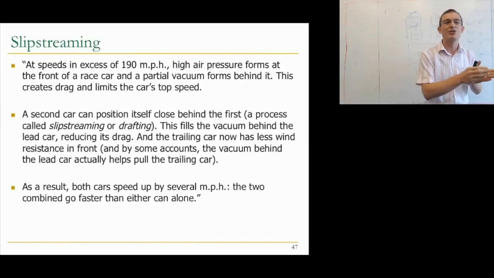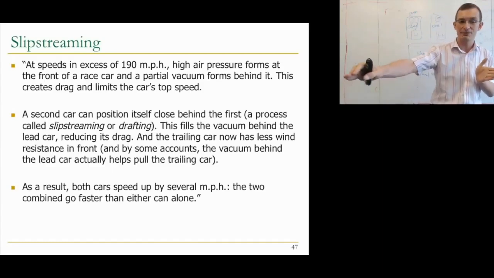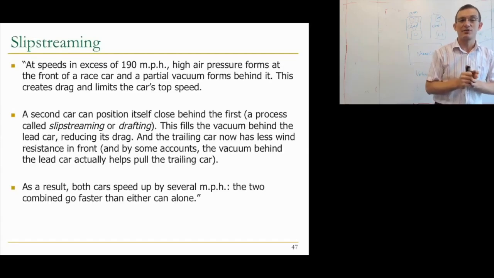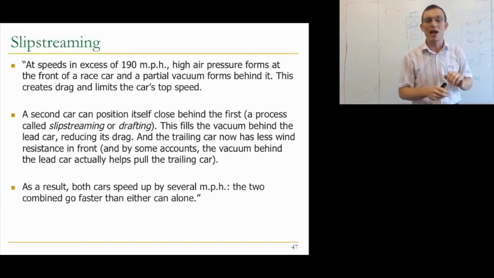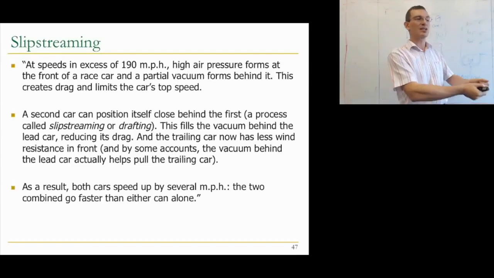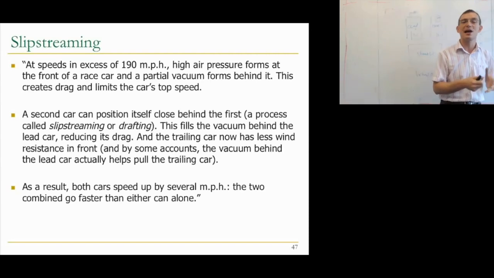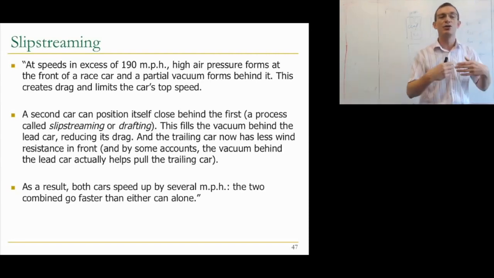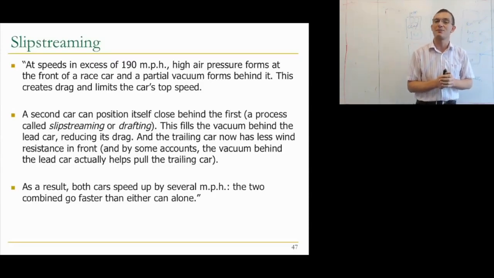Now this fills the vacuum behind the lead car, reducing its drag. The lead car can go faster as a result. And the trailing car has less wind resistance in front. By some accounts, according to the paper, the vacuum behind the lead car actually helps pull the trailing car. Now the trailing car can move faster also. As a result, both cars can speed up by several miles per hour. The two combined go faster than either can alone. And that's the idea of slipstreaming, basically.